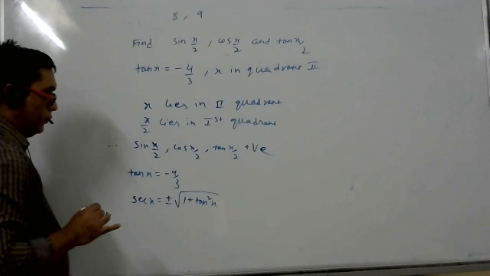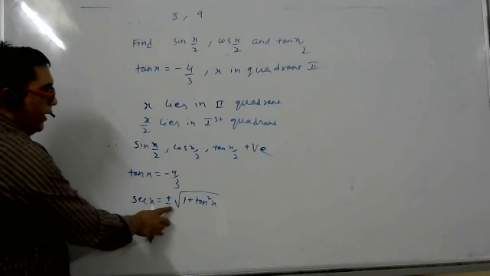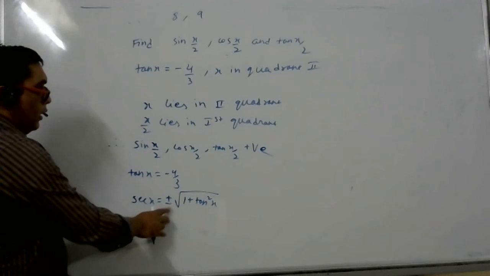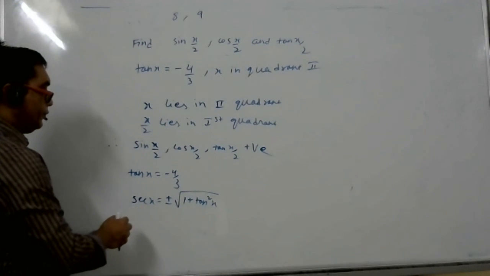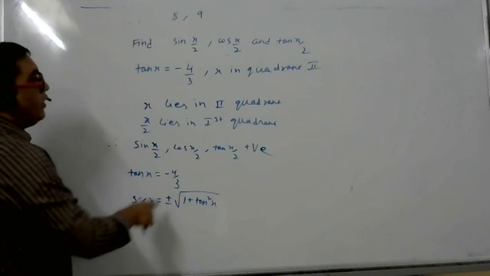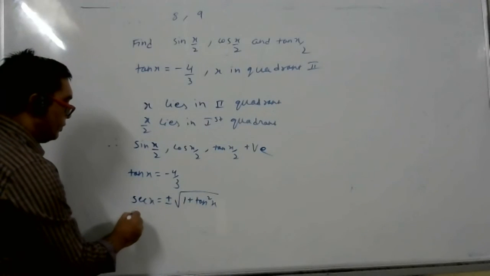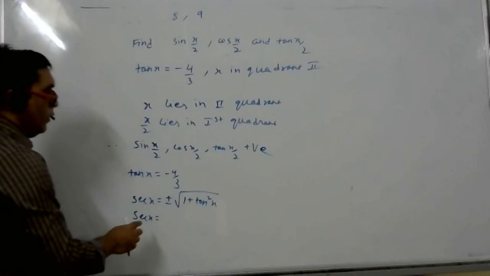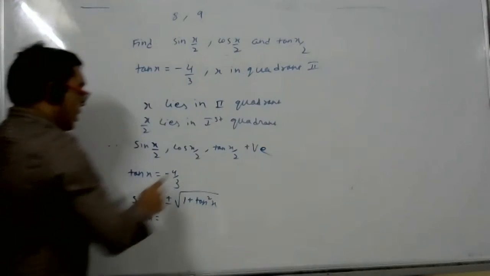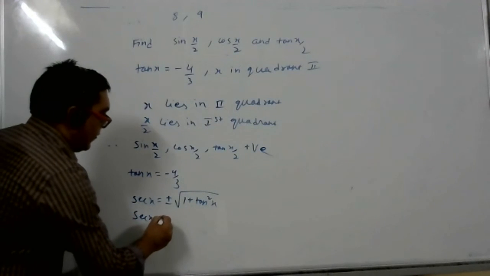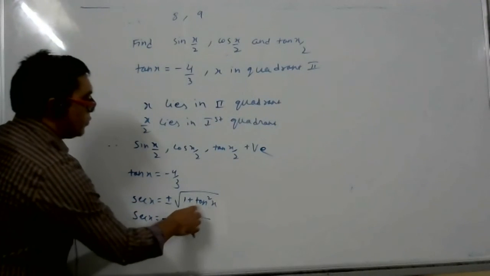Over here, we know that tan x by 2 is positive. In the beginning, can we write plus minus? Yes, sir. Now we want that x lies in the second quadrant. So we should take minus, not plus. X is in the second quadrant, so secant is negative. So 1 plus tan square x, how much?